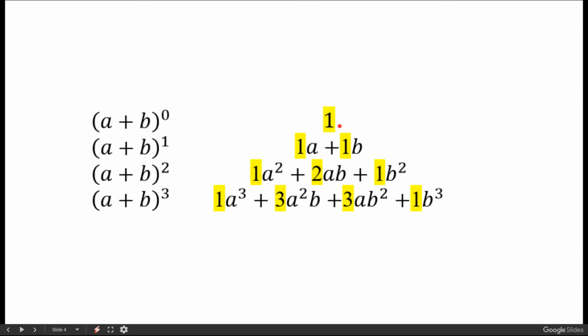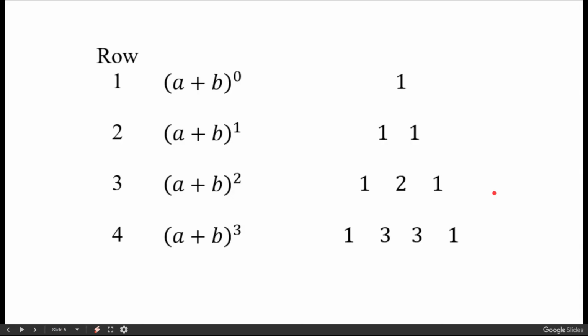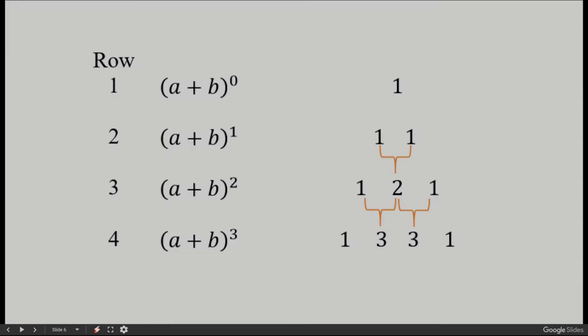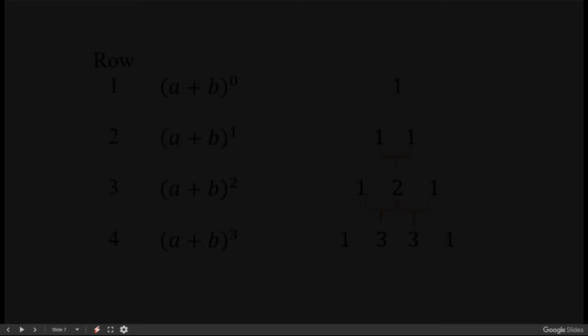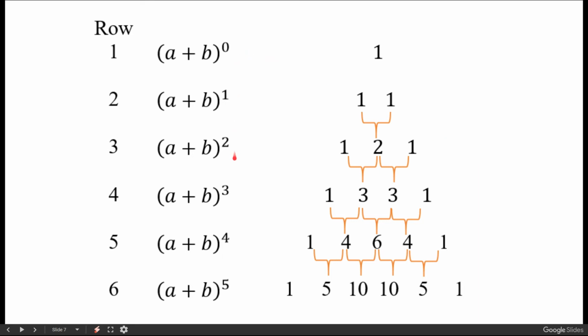And we're going to look at the coefficients in this expansion. If you look at the coefficients just on their own, you start to see some patterns. One pattern is that we have all ones down the side, down the left side and down the right side. Another thing you're going to notice is if you add the two numbers above, you get the answer for the next row. So 1 and 1 is 2, 1 and 2 is 3. And that is true as we continue to expand a plus b, even to the 5th power. You can get the next row by looking at the row above and just adding the two numbers above it.